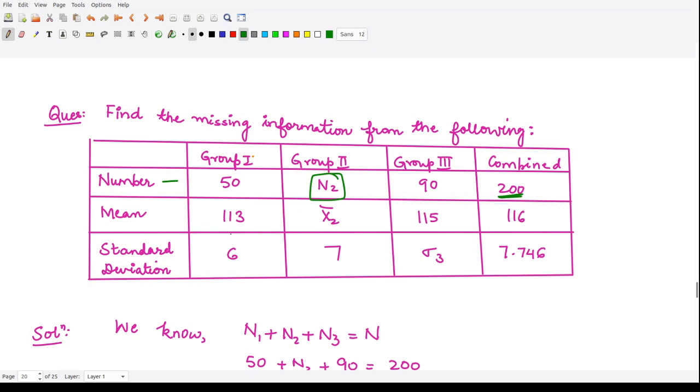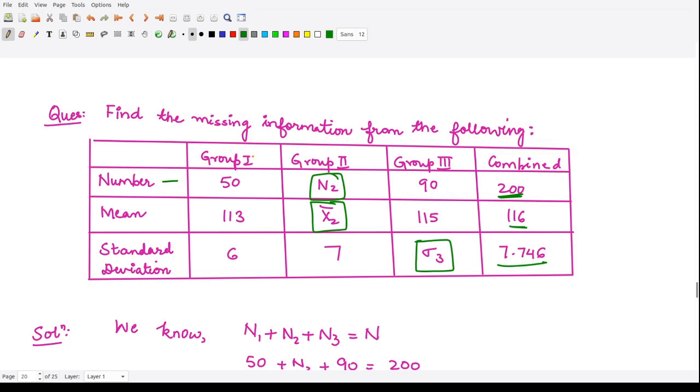And the mean is given to be 113 for the first group, x2 bar, that means not known, for the second group, and 115 for the third group, and the combined mean is given to be 116. The standard deviation for the first group is given to be 6, for the second group is 7, for the third group it is sigma 3, so that means it is also unknown here, and the combined standard deviation is given to be 7.746. So this is all that is given to us.